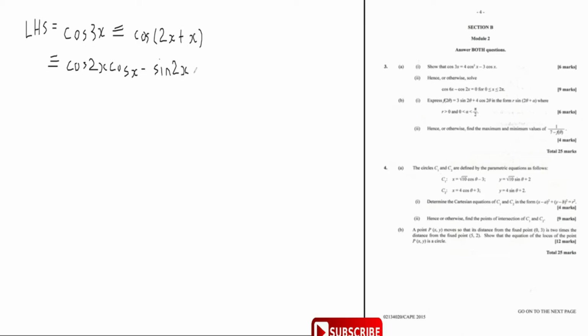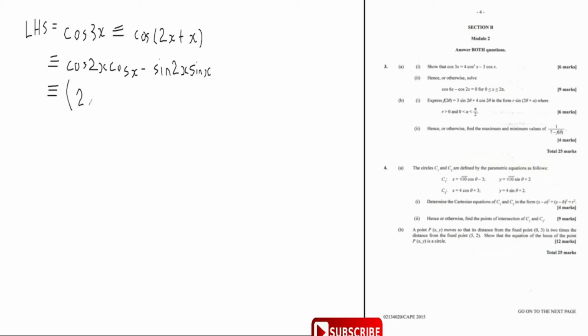Now we realize that we need to use the double angle formulae. For cos 2x, there are three of them. You have 2 cos square x minus 1, you have 1 minus 2 sine square x, and you have cos square x minus sine square x. Which one you use is up to you. I will use 2 cos square x minus 1, because I'm multiplying it by cos and I want everything to be in terms of cos.